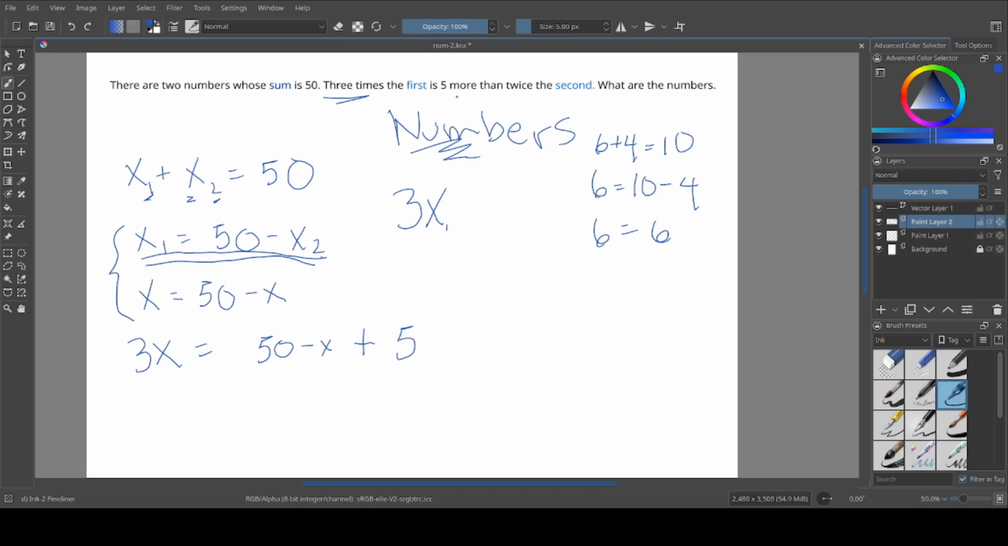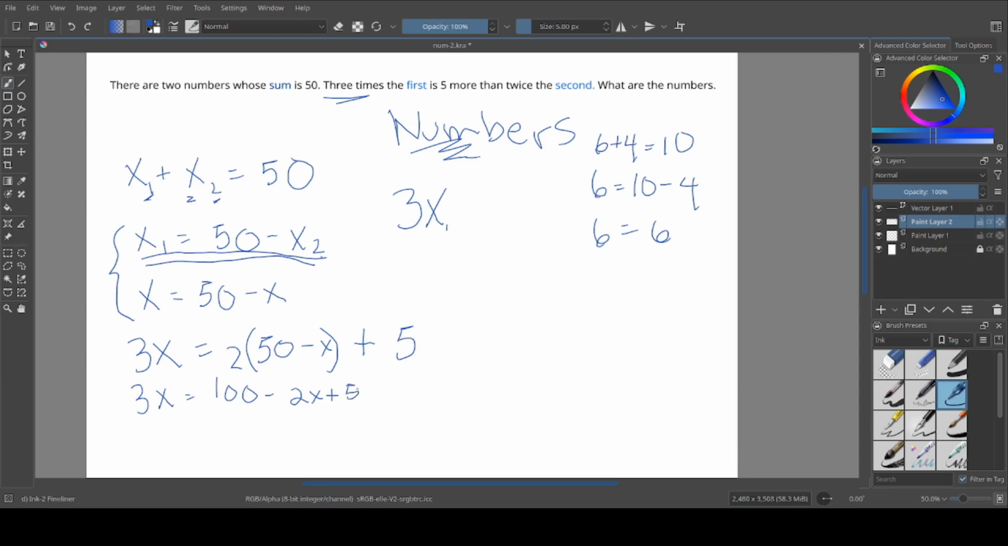Then it says twice the second. So I have to say this is the second part right here. Remember, here's the 2. So I can say this is the second. Twice the second. And that's our important part right there. Then from there, we can move on. I can say 3x equals 100 minus 2x plus 5.